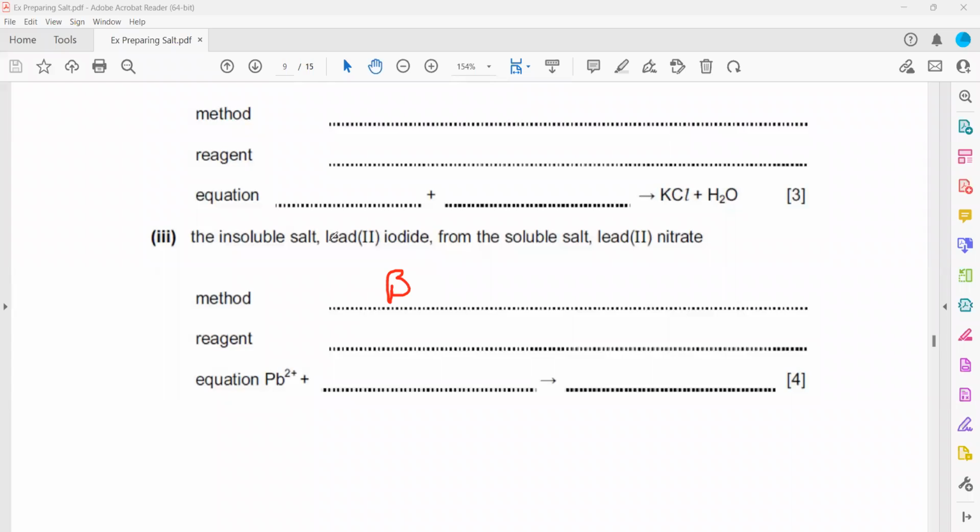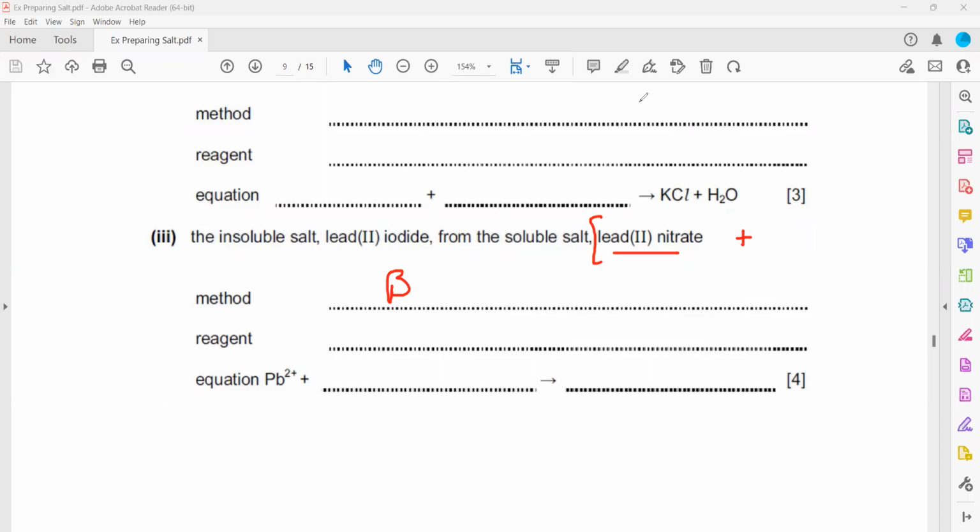So this will be method B. Then lead iodide, we want to prepare lead iodide from lead nitrate. So we have lead nitrate. What other salt should we add? Because we want lead iodide, there should be an iodide salt.